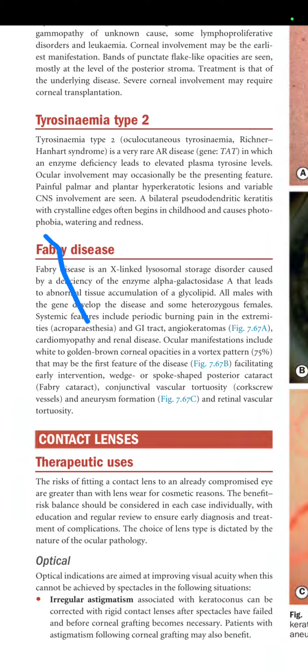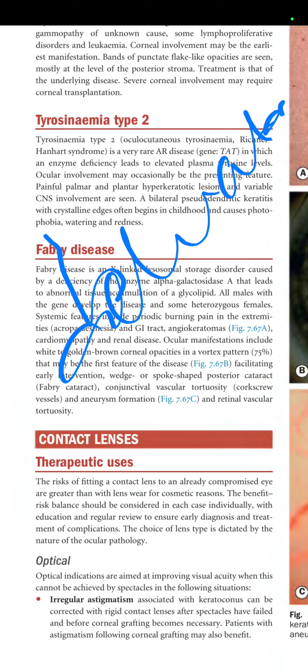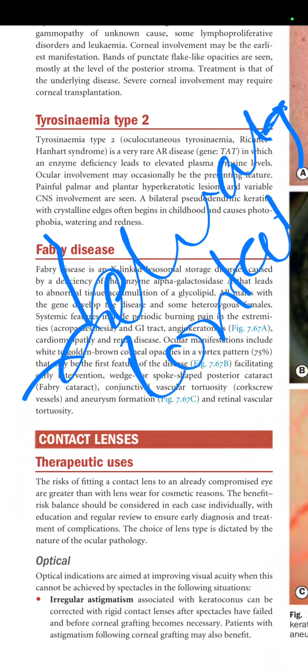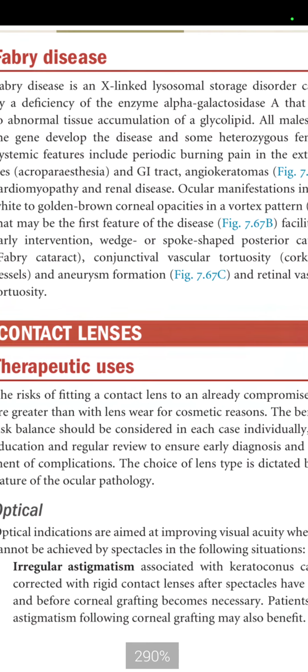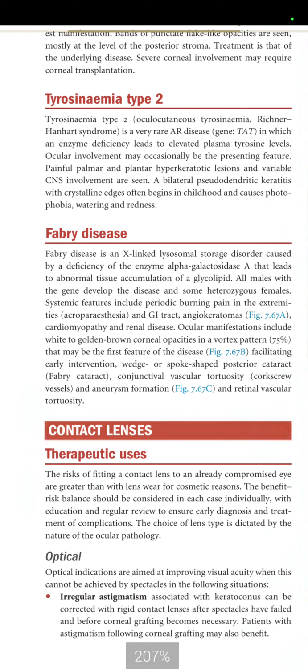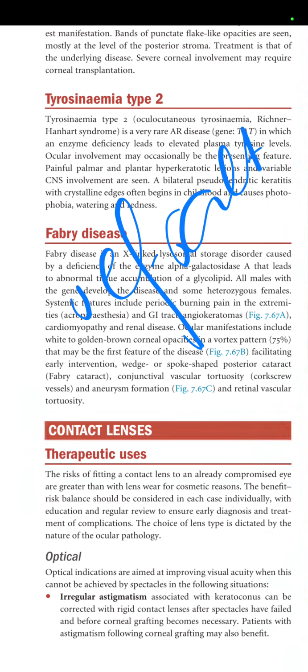So you have to remember there are certain advantages and disadvantages of contact lenses, and you have to think before putting in the contact lens whether the benefits are more than the risk factors. So what are the optical benefits? Optical is basically when you are treating the eye with some refractive problem. You are giving a contact lens to the cornea because you want to decrease the refractive power of the eye.